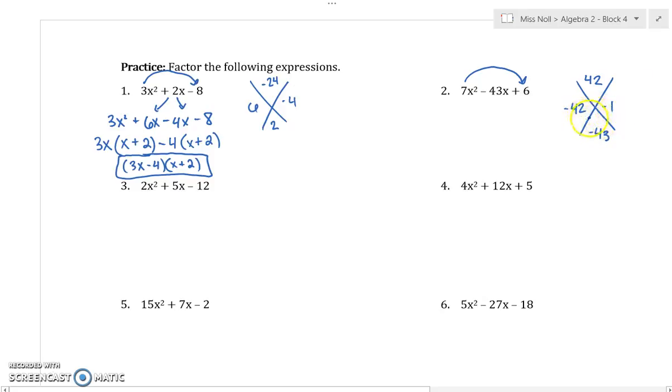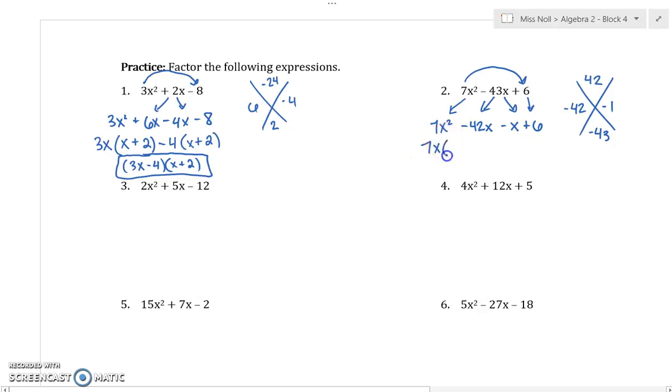So anyway, then I'm going to take those values and uncombine like terms of negative 43x. It's going to become negative 42x minus 1x. And then this plus 6 is just going to come on down, like Price is Right. And then 7x squared is also just going to come down. So I have 7x squared minus 42x minus x plus 6, and I'm going to factor that by grouping.